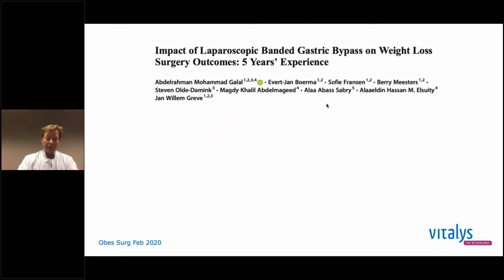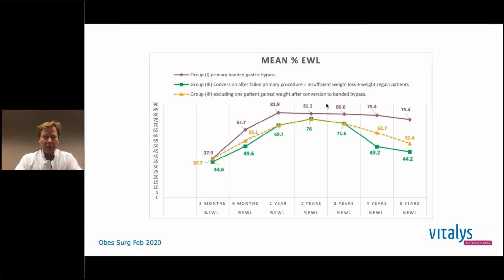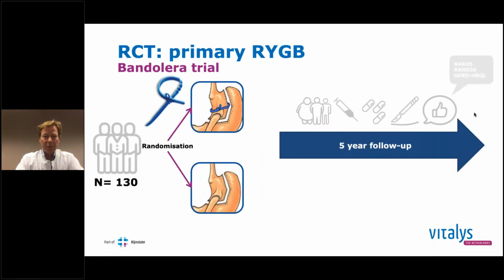In the Netherlands, only one center, the center in the south of the Netherlands, Jan Willem Geven, has published widely about this, and uses this as their primary procedure. This is one of their recent studies, in which they combined primary procedures and revisional. If you look at the purple line, that is the line that depicts the primary procedures, you can see that after 5 years they have a very excellent weight loss result in their banded bypass procedures.